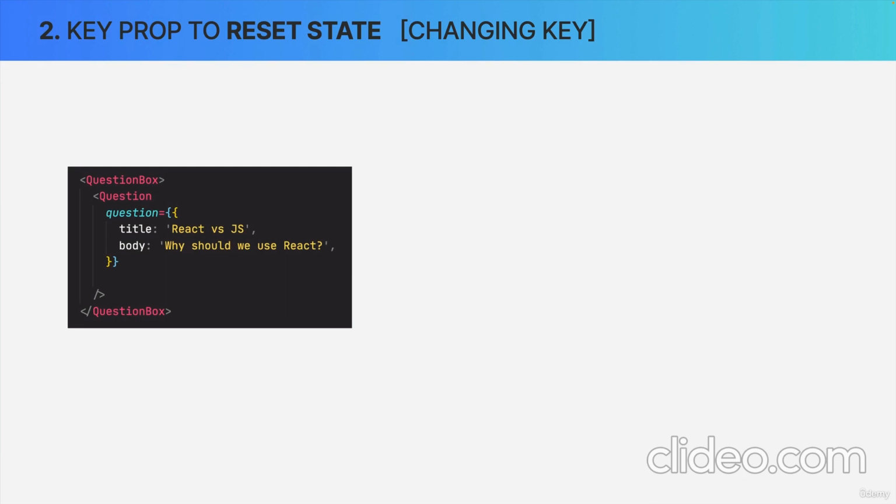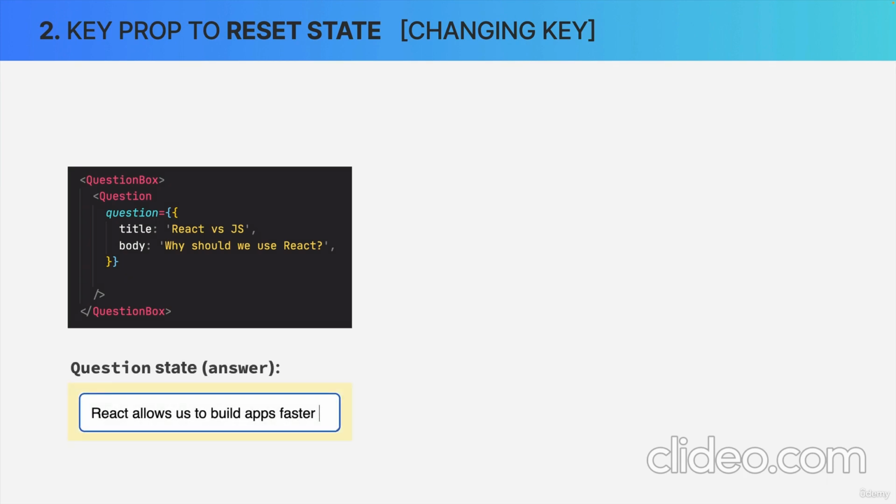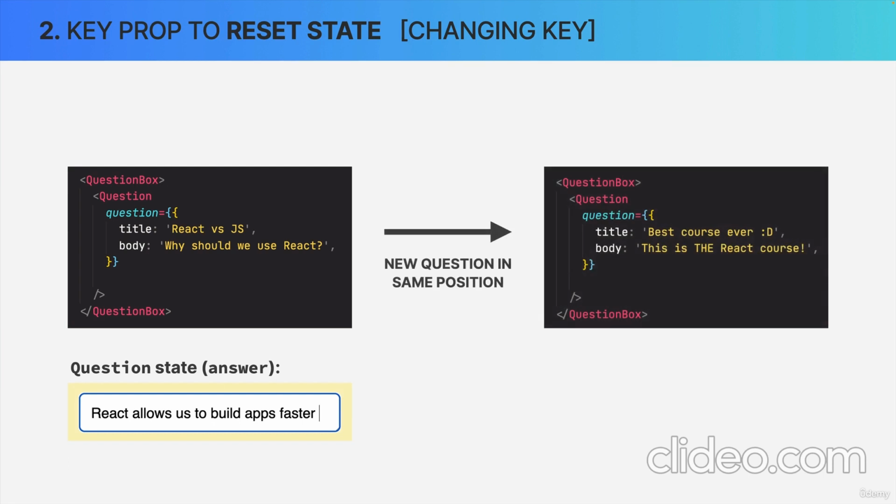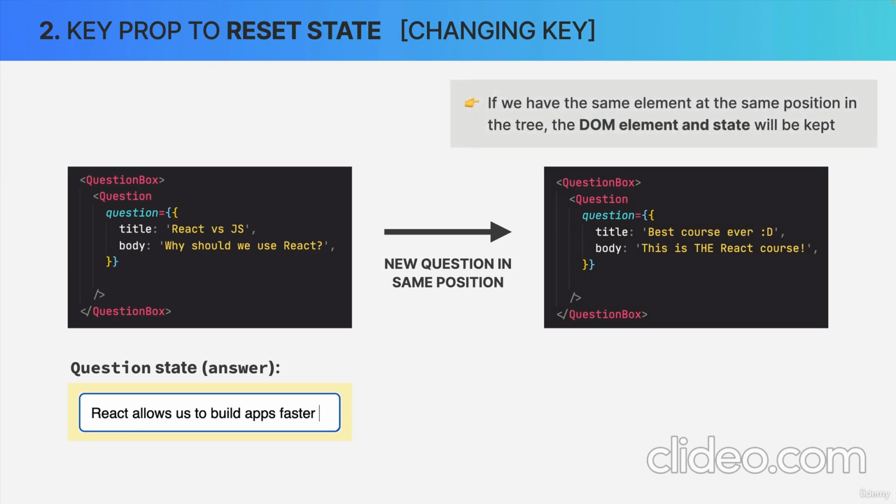Now the question component instance has an answer state, which right now is set to "React allows us to build apps faster." But now let's imagine that the question changes to this one. So we still have the same element at the same position in the tree. All that changed was the question prop. So what do you think will happen to the state in this case? Well, let's remember one of the diffing rules, which says that if we have the same element at the same position in the tree, the DOM element and its state will be kept.